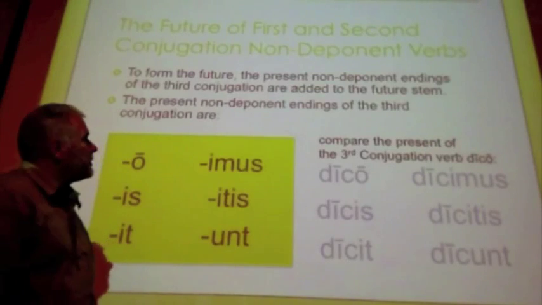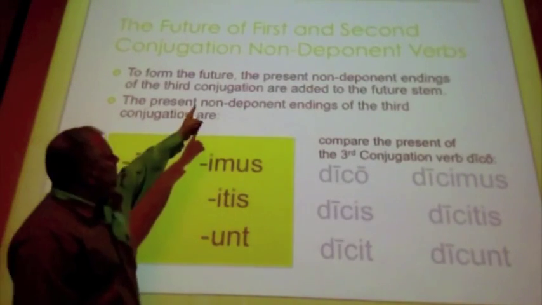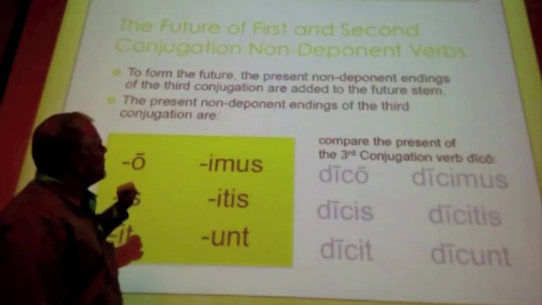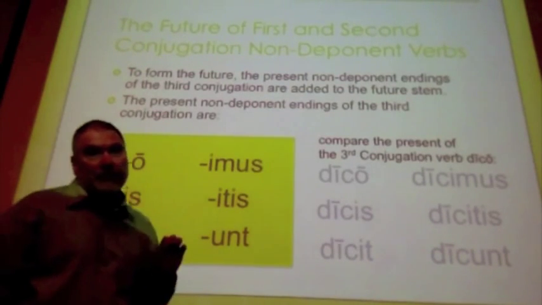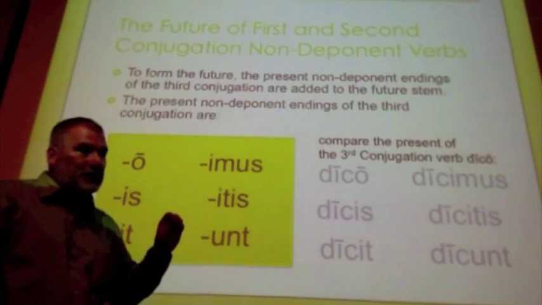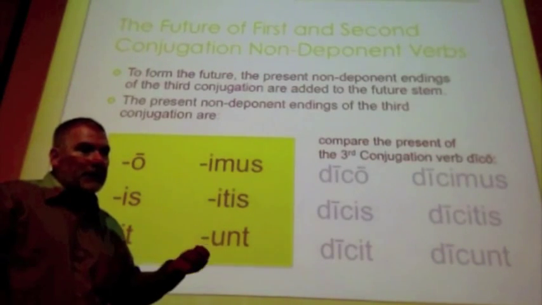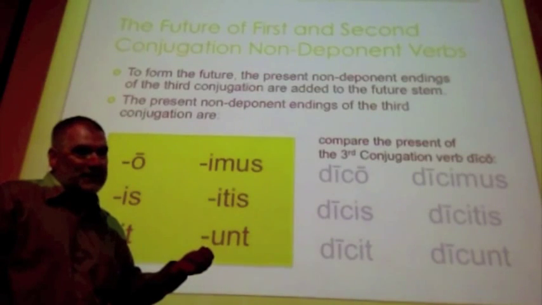But what do we do with this stem? Well, to form the future, the present non-deponent endings of the third conjugation are added to the future stem. That's a little confusing. What we're going to add to these future stems are endings that we learned as the endings of the present of third conjugation verbs, right?